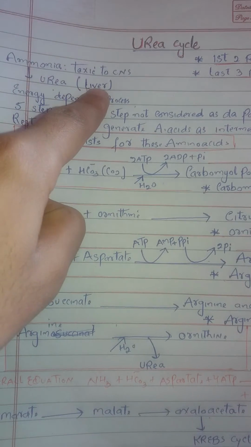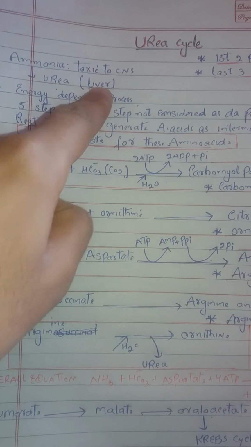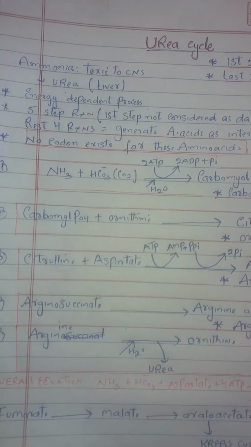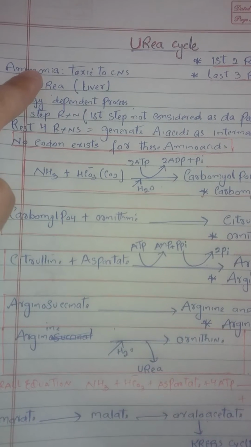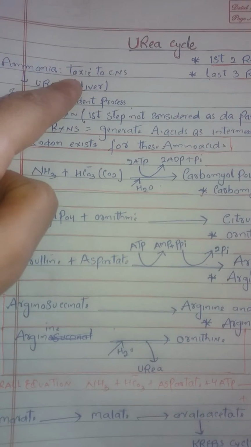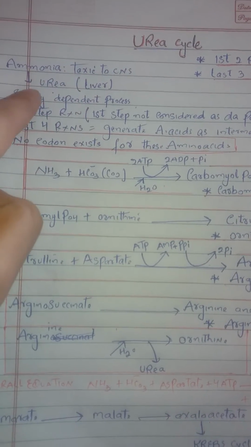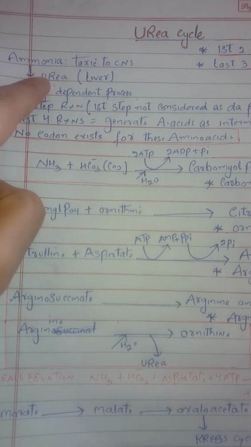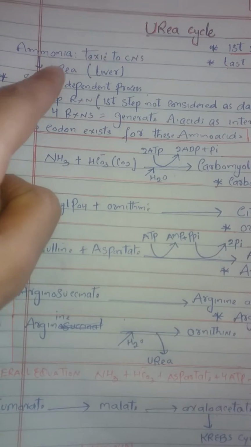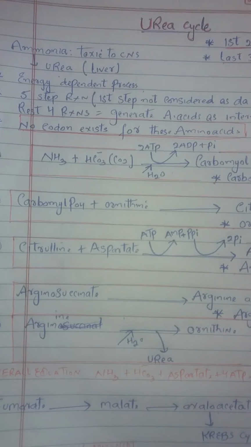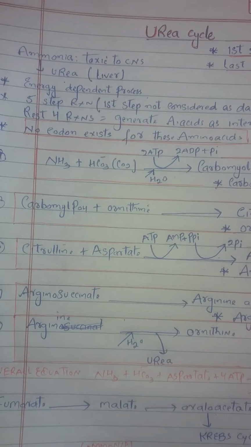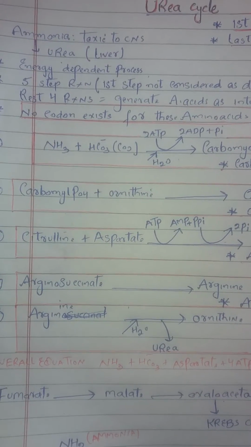And the cycle occurs in the liver, and it is called the urea cycle. So the conversion of ammonia, the very toxic material, into urea, which is least toxic to our body, inside the liver, constitutes the urea cycle. The urea cycle is a 5-step reaction.